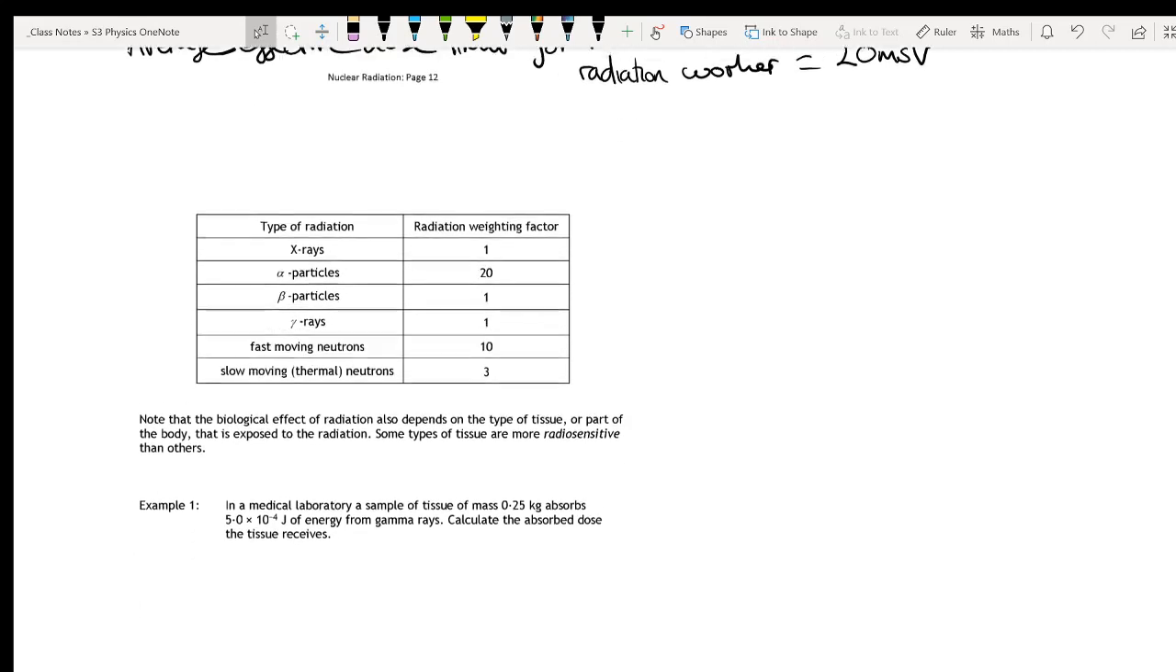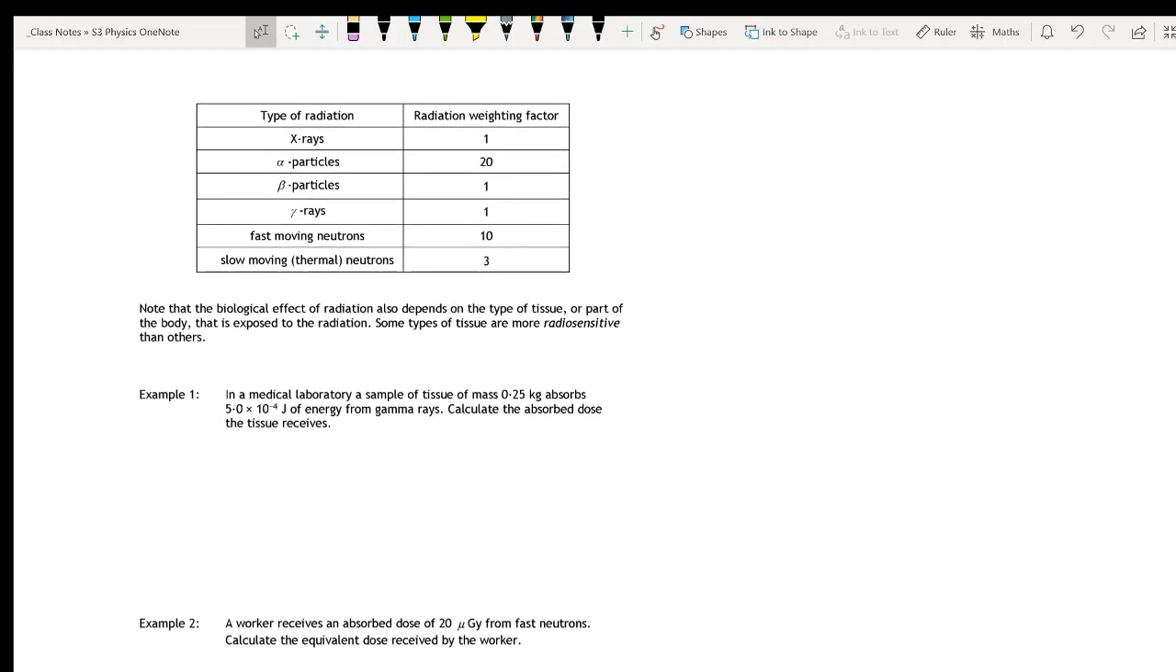Okay, right. So, note that the biological effect of radiation also depends on the type of tissue or part of the body that is exposed to radiation. Some types of tissue are more radiosensitive than others.